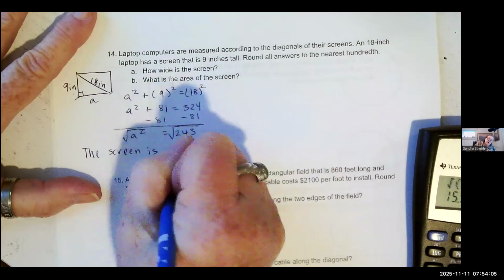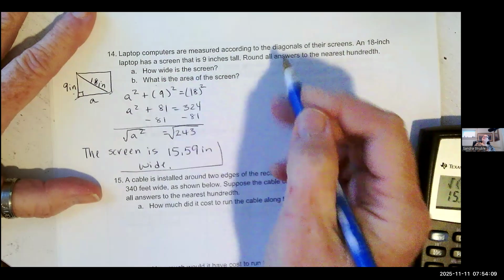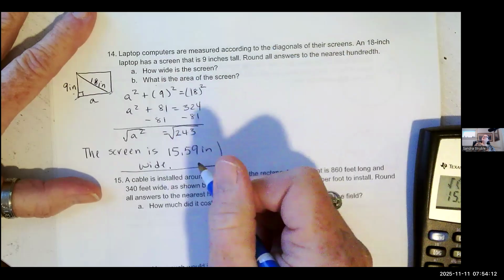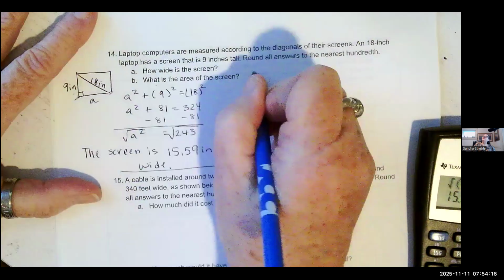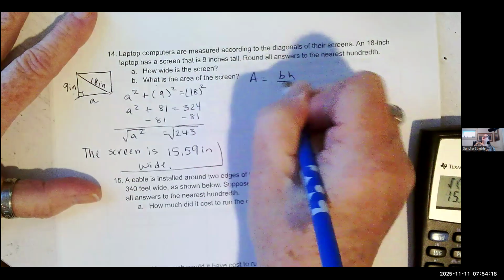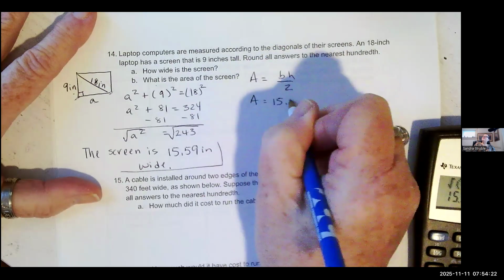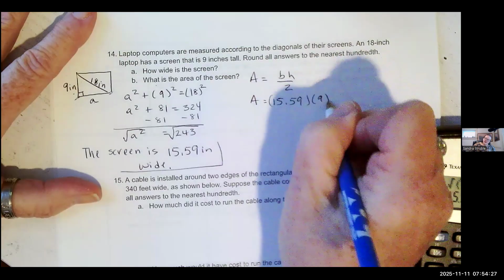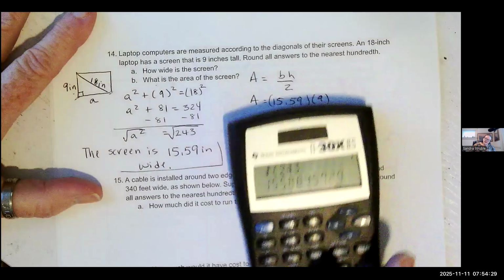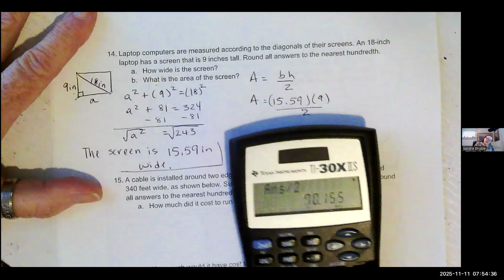The next question is, what is the area of the screen? Well, we needed to know what this was in order to find the area, because you cannot use the hypotenuse to find area. And area is going to be equal to base times height divided by 2. My base is 15.59 times 9, and divide that by 2. Clear your calculator and use 15.59 times 9 divided by 2. And I got 70.155. So we're going to do 70.16.